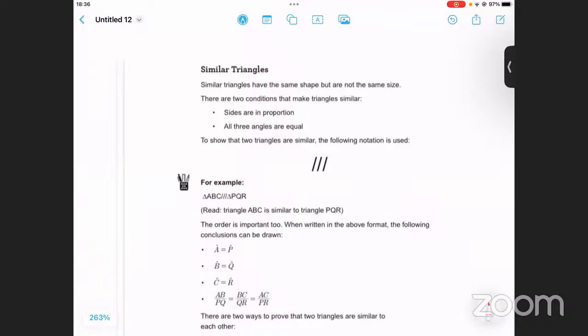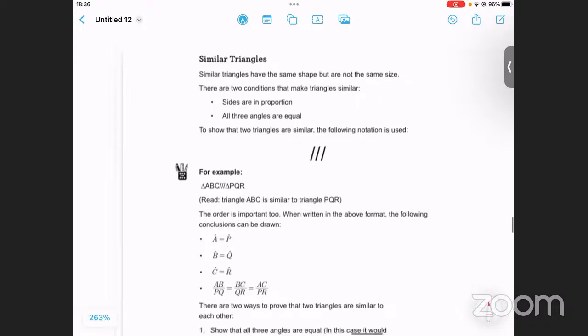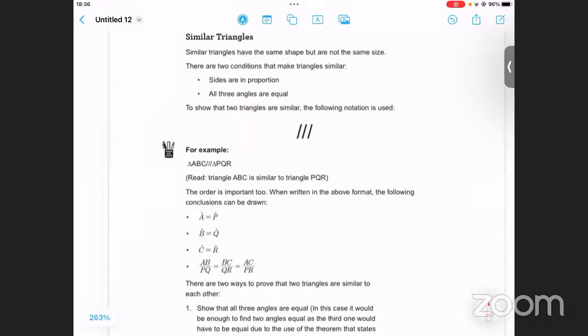Now let's look at similar triangles. Similar triangles have the same shape, but not the same size. There are two conditions that make triangles similar. The sides are in proportion, and all three angles are equal. The sides are in proportion and all the angles are equal.